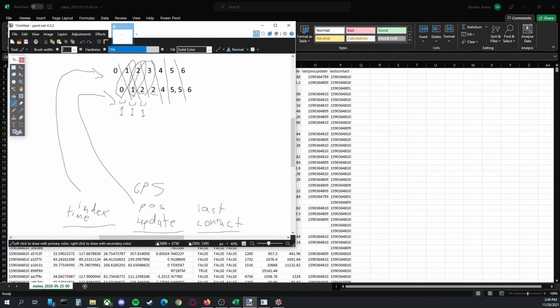Okay, but then when we get to 4, we ended up not getting a message at 3. So this message took 2 seconds, which means it's half as frequent as it should have been. We should have gotten 2 position updates since the last time. Alright, so then for time 5, the last one was at 4, so that's good.